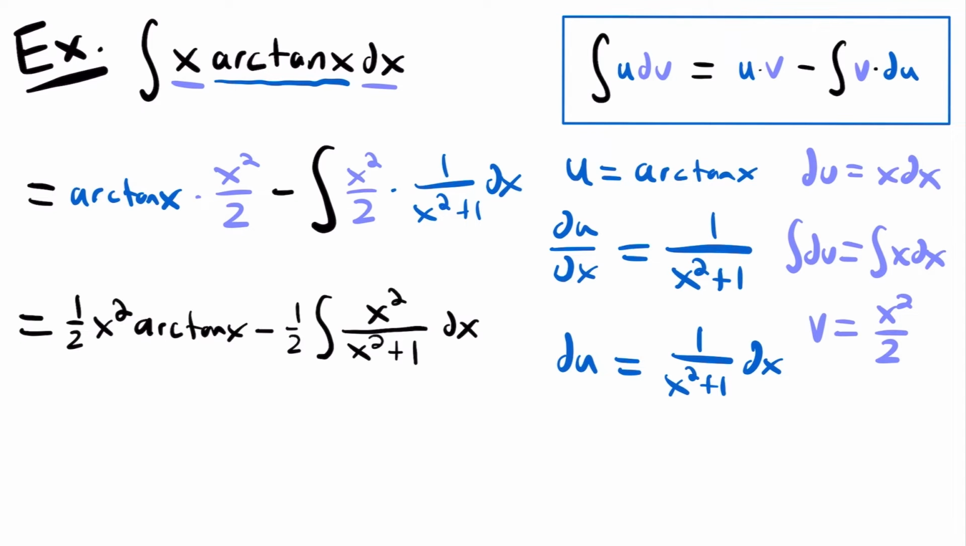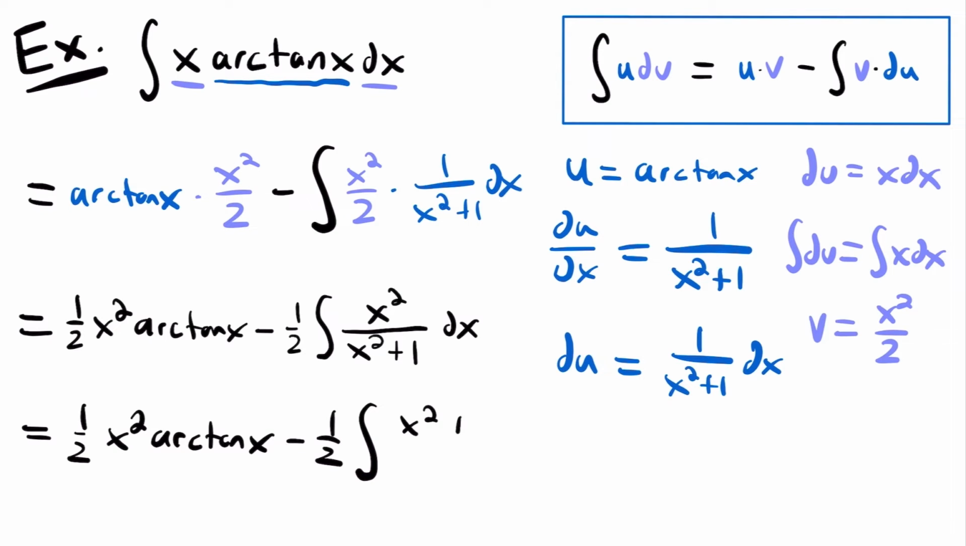Let's rewrite what we have. This is equal to 1/2 times x squared times arctangent x minus 1/2 times the integral of this function. And now watch what I'm going to do here. I'm going to write x squared plus 1 minus 1 divided by x squared plus 1 times dx. Now it looks like I did something illegal here, but I didn't. We added 1 and subtracted 1 in the numerator, which is just equal to 0, right? 1 minus 1 is 0. So this is still the same numerator we have up here, but now we have x squared plus 1 in the numerator as well as in the denominator.